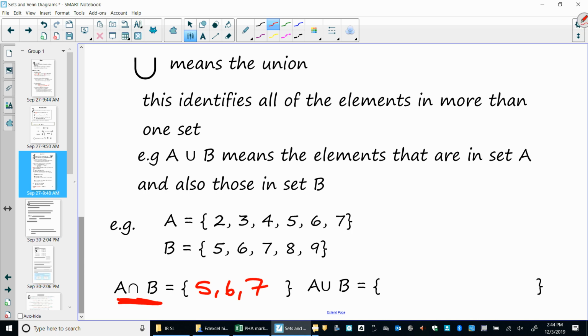Now A union B means we're going to list everything that's in A, and we're also going to list everything that's in B. So we would have 2, 3, 4, 5, 6, 7, 8, 9. Please note that I haven't listed them twice. Even though the 5, 6, and 7 are repeated, I only listed them once. Do you see that back there?